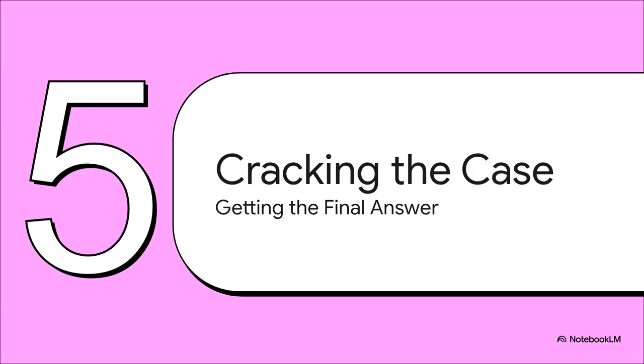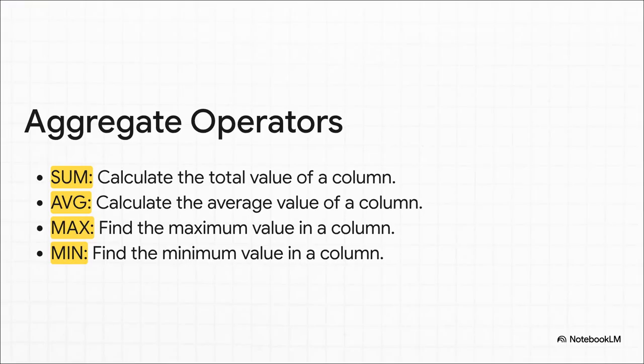All right, we have all of our techniques. We can filter, we can focus, and most importantly, we can connect. So now let's put it all together to finally crack this case and get a conclusive answer. To get to that final summary, that bottom line, we use what are called aggregate operators. These are little functions that take a whole column of values and just boil them down into a single result. We can get the sum or the average of a column, find the max or the min value, or, as we're about to see, just count the number of items.